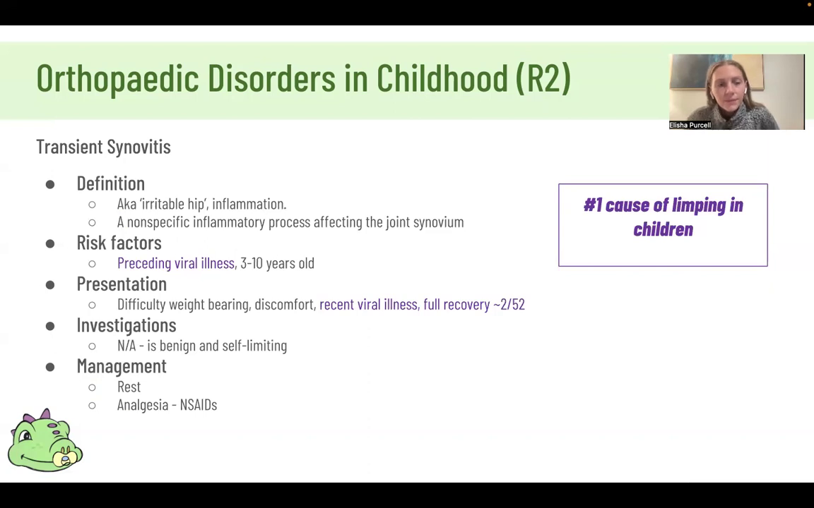So the biggest thing to differentiate this condition is a preceding viral illness. They might not say a virus, they might say an URTI or a cold, and they're often a 3 to 10-year-old age group. Management: rest, supportive therapy, analgesia, NSAIDs.